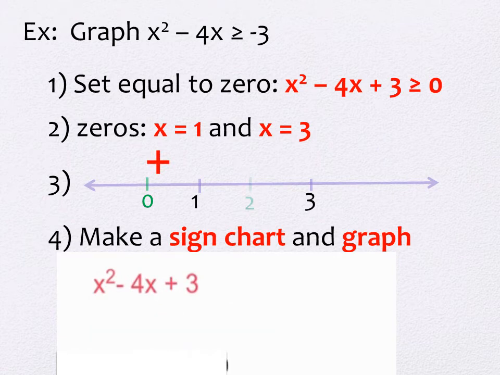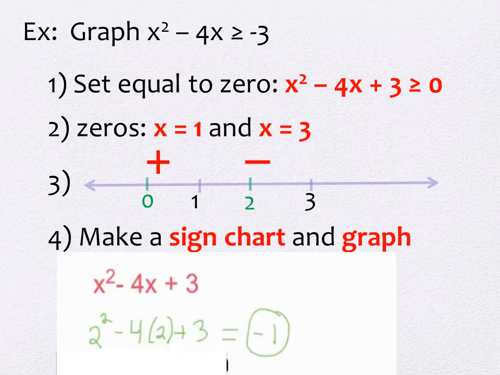Picking a value between 1 and 3, such as 2, if we were to sub that in, we get 2 squared minus 4 times 2 plus 3. So if we simplify this, we get 4 minus 8 plus 3, which gives us a negative 1. So any value between 1 and 3 will always yield a negative output. So let's put a minus sign.